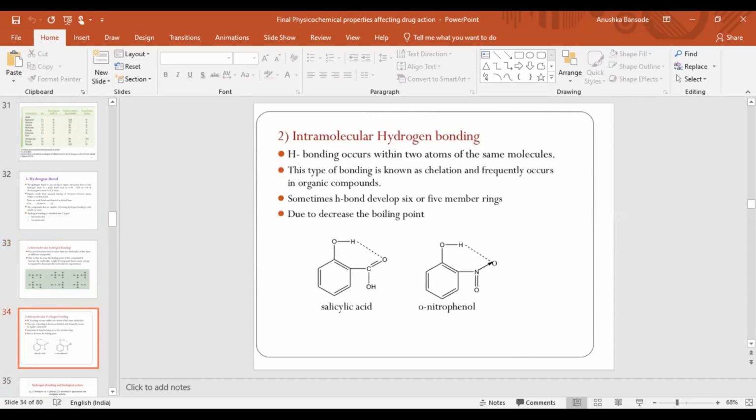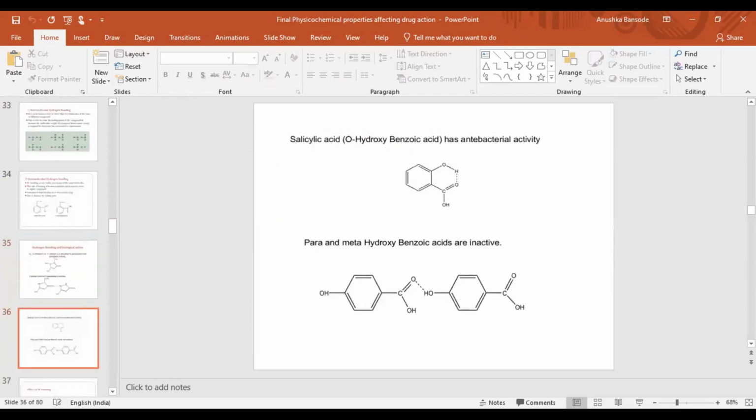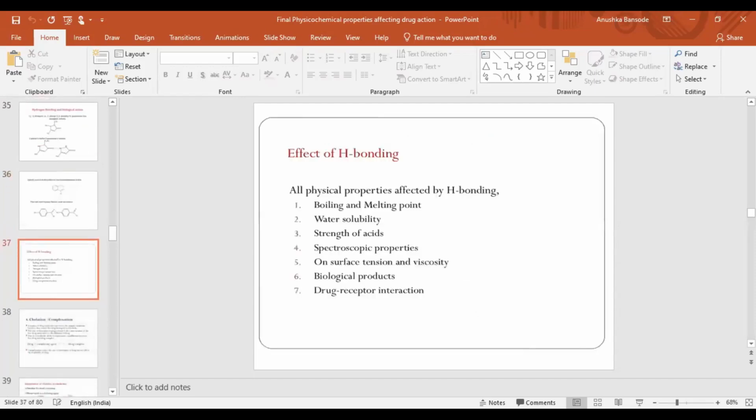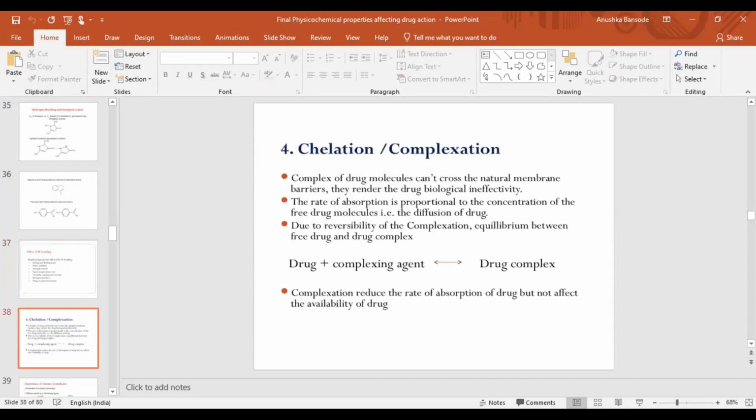This type of bonding is known as chelation and frequently occurs in organic compounds. Sometimes the hydrogen bond develops a 6 or 5 member ring, leading to a decrease in the boiling point. These are the examples of salicylic acid, para and meta hydroxybenzoic acids, which are affected. So how is hydrogen bonding going to have an effect? All physical properties are affected by hydrogen bonding, namely boiling and melting point, water solubility, strength of acid, spectroscopic properties, surface tension, viscosity, biological products and drug receptor interaction.